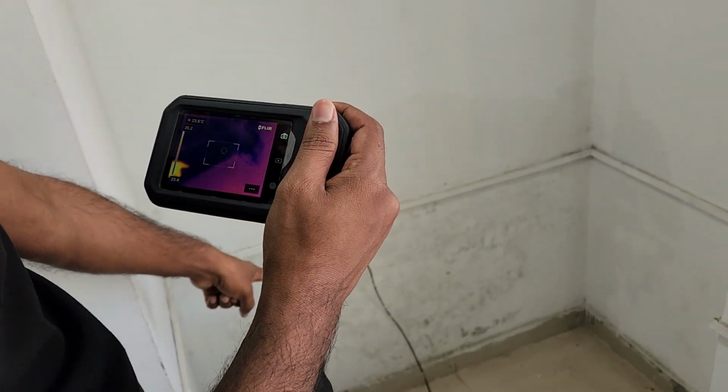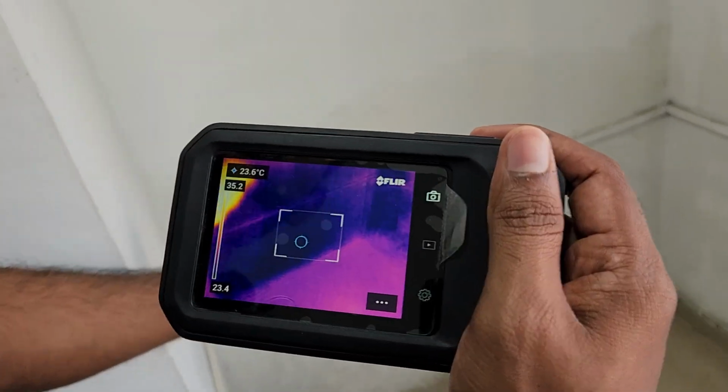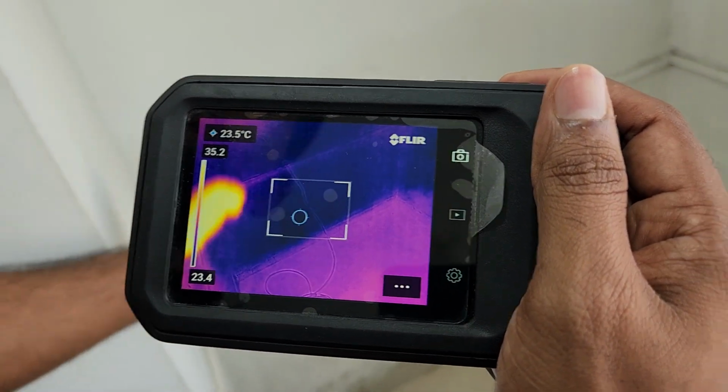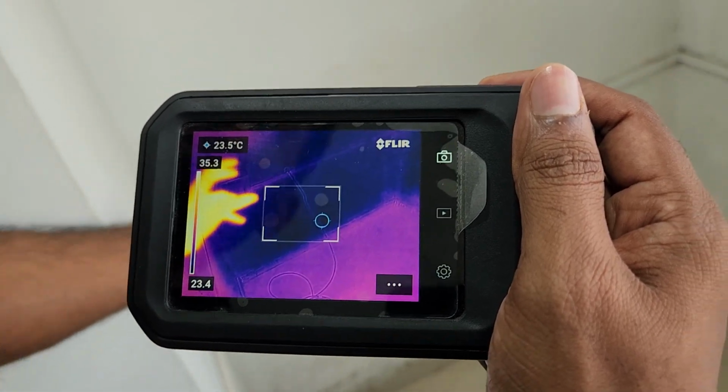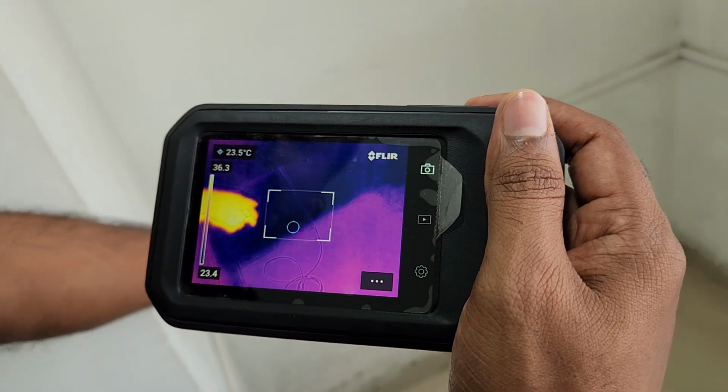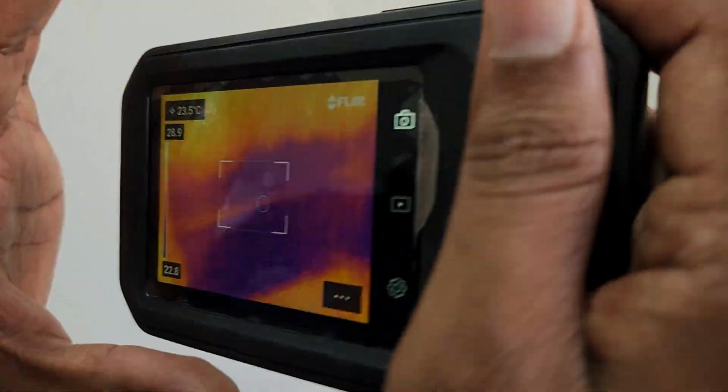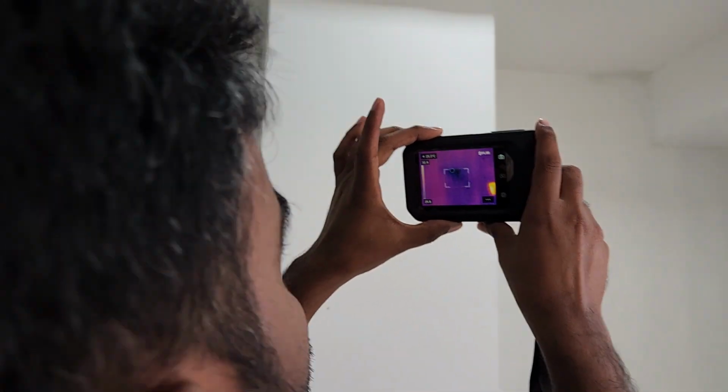So here you can dig out. From here, the most probable, most confirmed leakage spot is here, at that particular point. So this is how to use the thermal camera for identifying the water leakage.